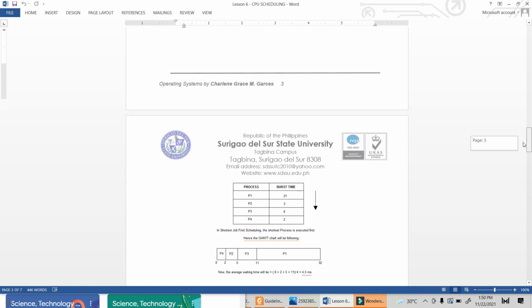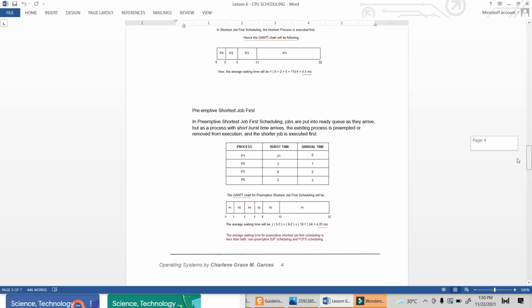Now, we also have the preemptive shortest job first; the earlier one is the non-preemptive. So in the preemptive shortest time first scheduling, jobs are put into the ready queue as they arrive. So as the process arrives into the ready queue, if a process with a shorter burst time arrives, the existing process is preempted or removed from execution, and the shorter job is executed first. Same with the objective that the smallest execution will be the first one to schedule in the CPU scheduling.